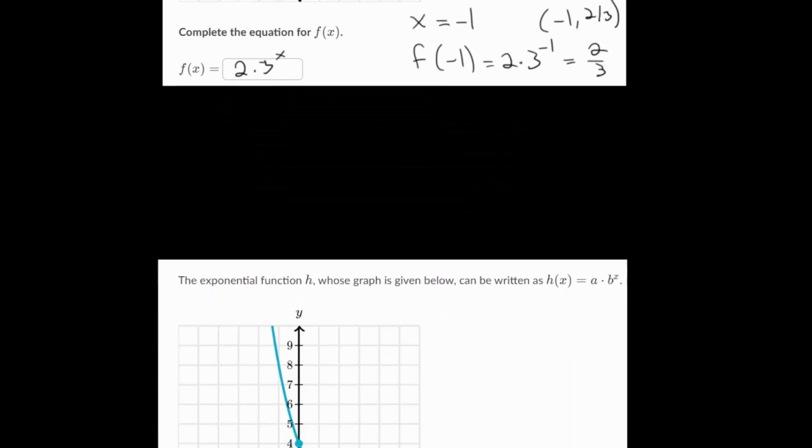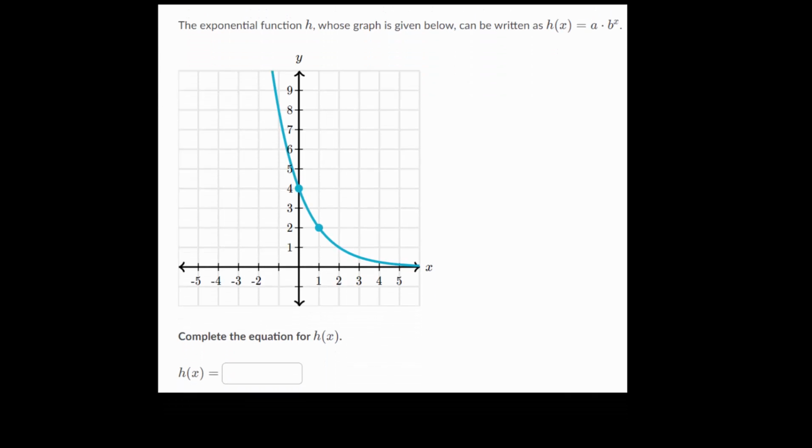Let's do another problem with a graph, and in the next video, we'll look at some problems with tables. We have that the exponential function h, with the graph given below, can be written as h of x is a times b to the x, again our general form, where a is our starting value and b is our base. In this one, we should expect our base to be a fraction since we have decay here: as the x values increase, the y values are decreasing, whereas the previous example was exponential growth.